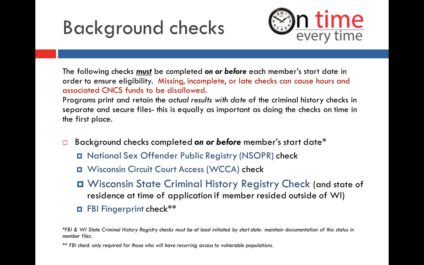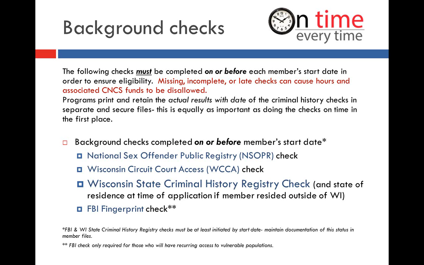Now, if your members have access to vulnerable populations, so that's children or adults over 55, they have all 4 of these checks that are listed on the screen. If you do not have access to vulnerable populations, you have to do the sex offender check, the circuit court check, and either the state check or the FBI check.